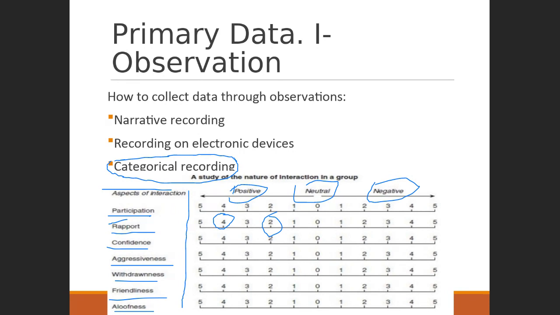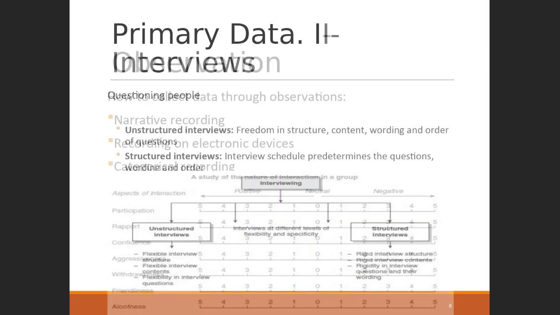So we have discussed the three observational data collection techniques. The first one, narrative recording, falls under the category of qualitative research. Recording on electronic devices is also more on the lines of qualitative research. But categorical recording is more aligned with quantitative research. So even when you are doing observation, you can collect quantitative data as well, depending upon your requirement. This is one of the first data collection methods in the primary sources of data.